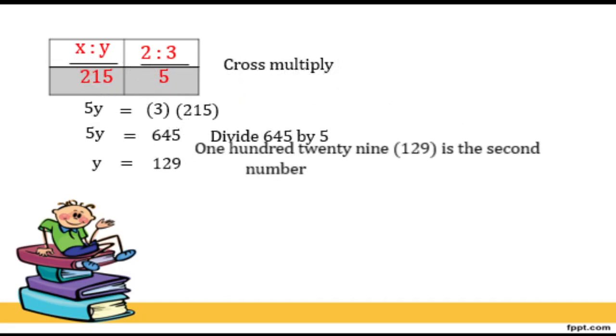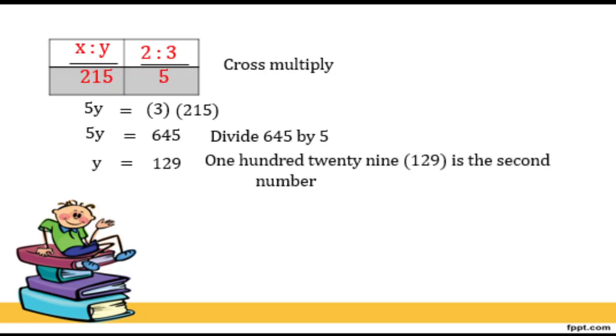Therefore, our second number is 129. To check, so you have x plus y is equal to 215, and the value of x is 86 plus 129 is equal to 215. Again, the sum of two numbers is 215, and the ratio is 2:3.